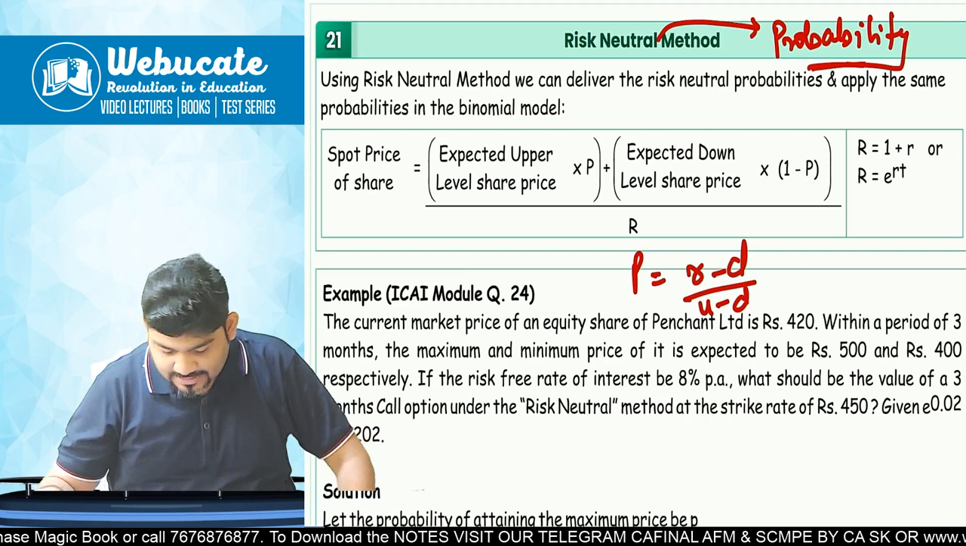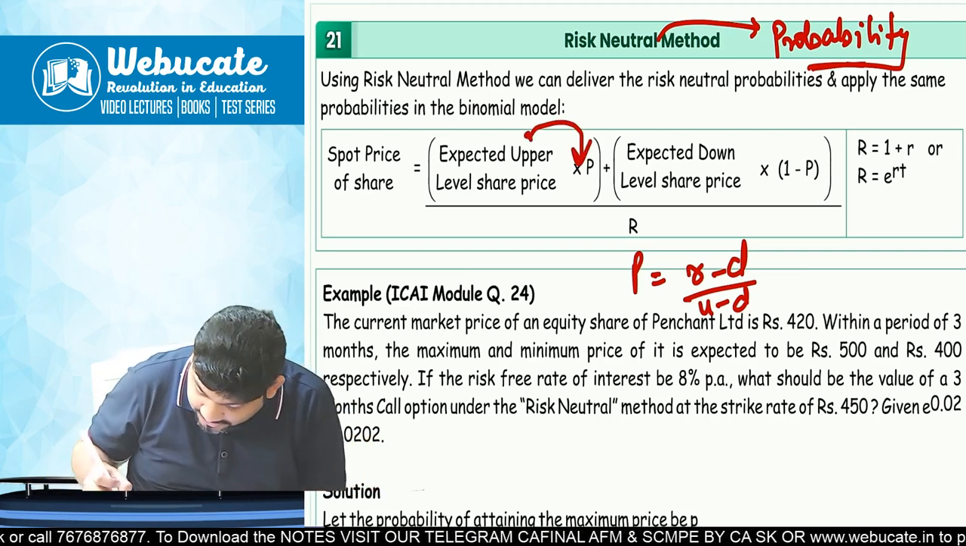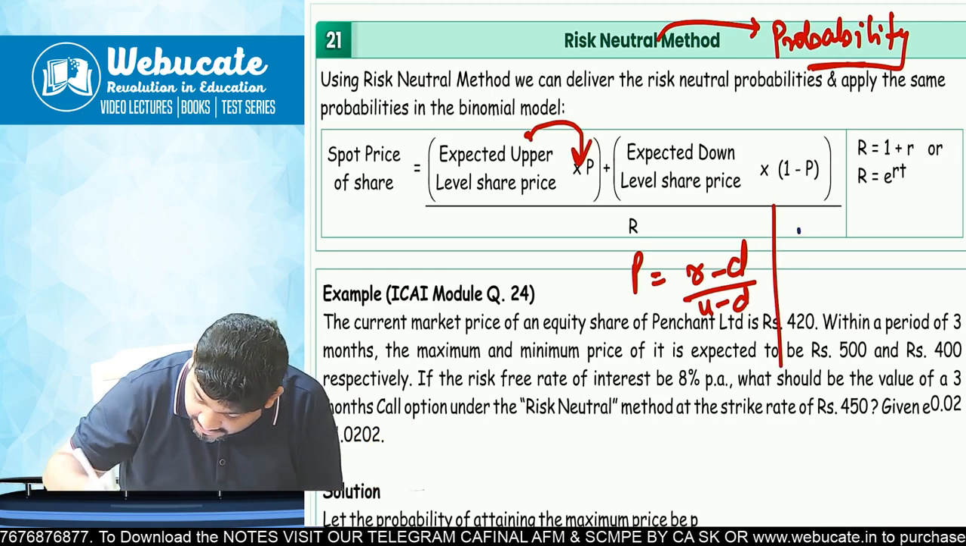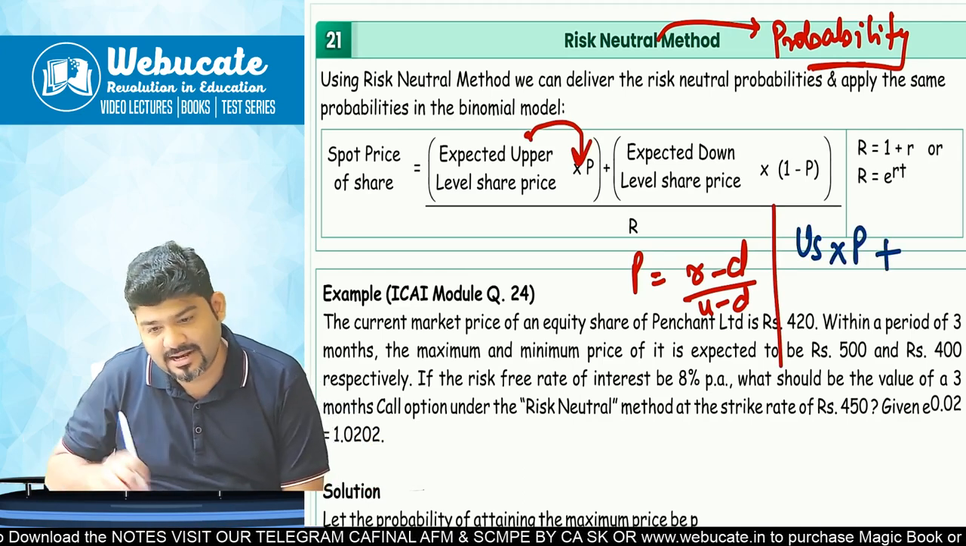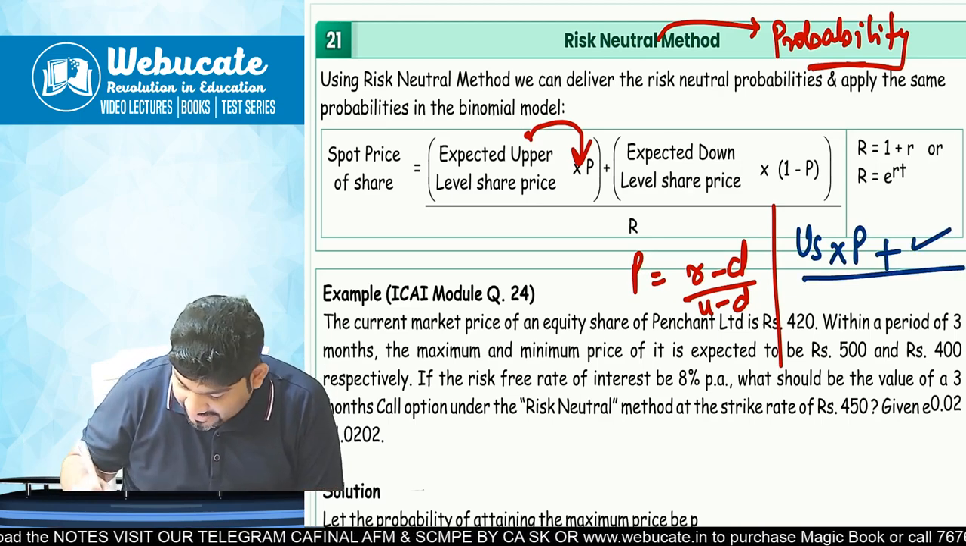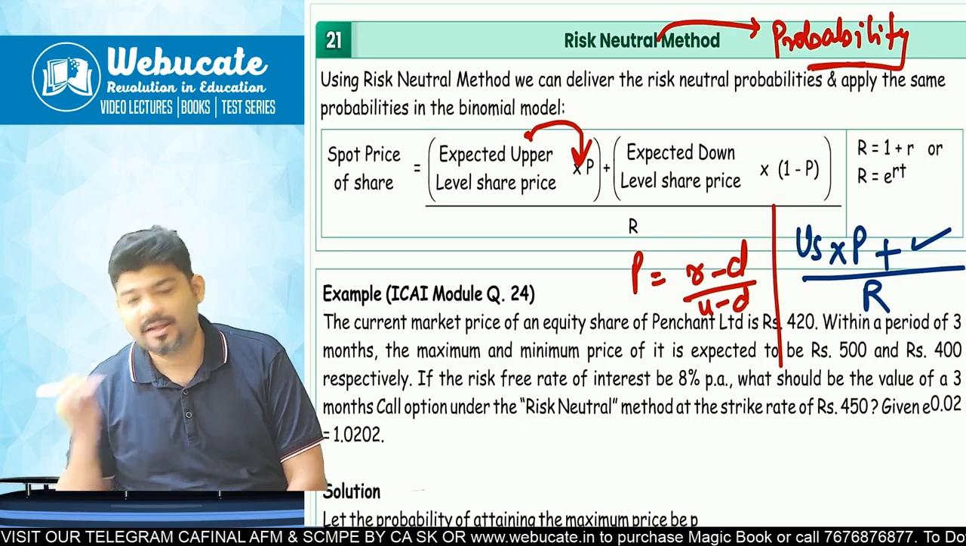Expected upper share level price, US, into P, plus expected level at down price into its probability, only if we exercise, upon R. Simple.